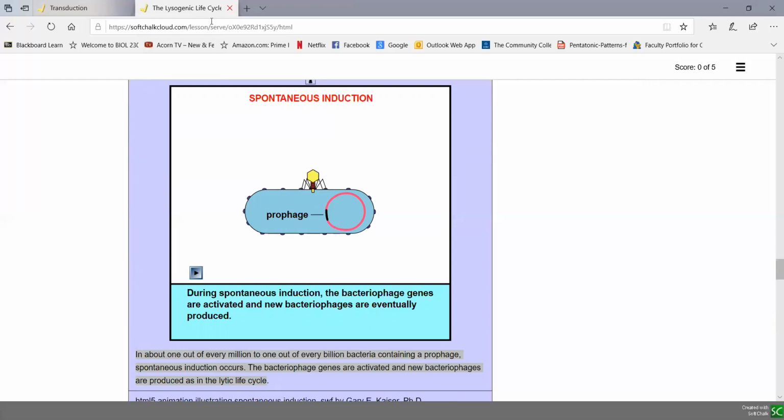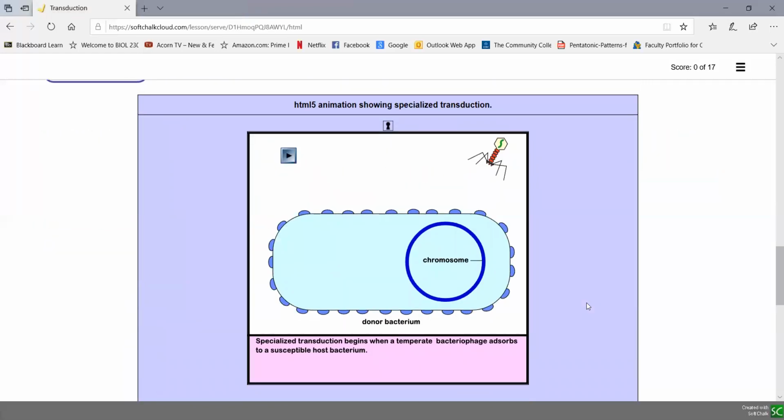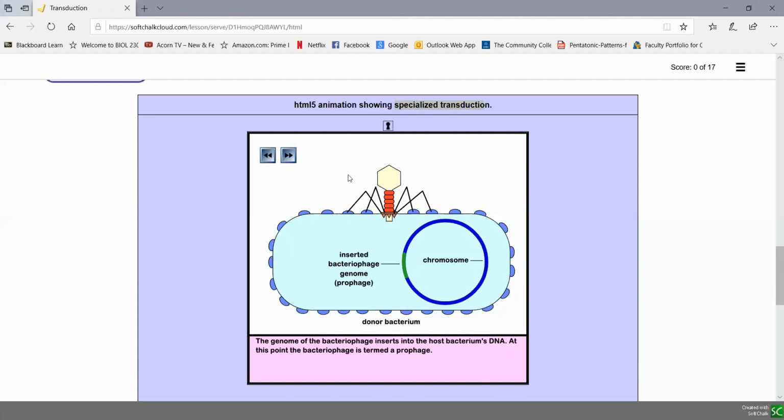So let's look at that occurring in this animation, showing specialized transduction. So again, it starts out the same as with any bacteriophage. The bacteriophage absorbs to receptors on the bacterium. It injects its genome, shown here in green. But in this case, the temperate bacteriophage is going to become a prophage. It's going to insert its green genome into the blue chromosome of the bacterium and become a part of the bacterium's chromosome. So now, for all practical purposes, that viral genome, now called a prophage, is a part of the bacterium's chromosome.